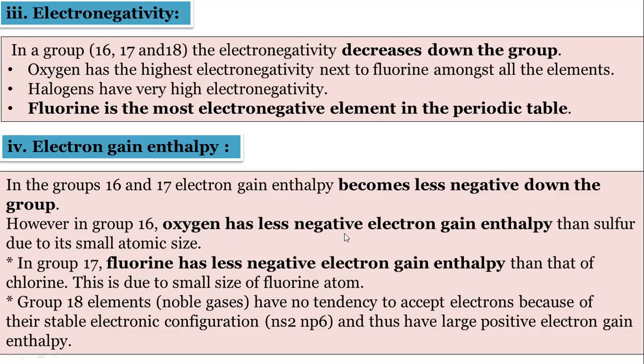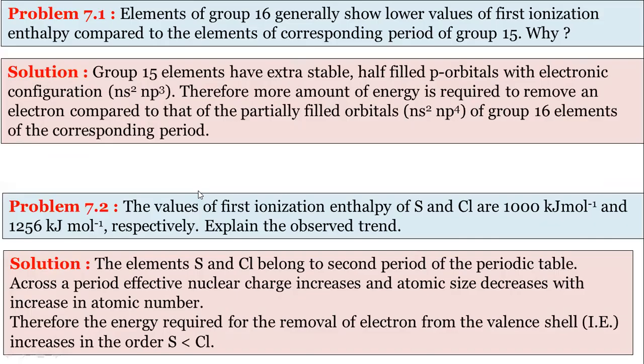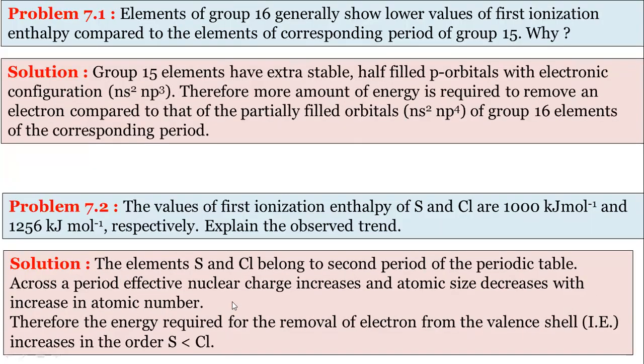So we completed the trends of atomic size, ionic radii, then ionization energy, then electronegativity, electron gain enthalpy values. Now we will discuss some problems. The same problems cannot be asked for the board examination, but they can make a change in the problems. But the type of problems will be the same. That's why I am discussing the problems, because many students don't know whether these problems will be asked for the examination or not. Same type of problems will be asked, but only the questions will be changed.